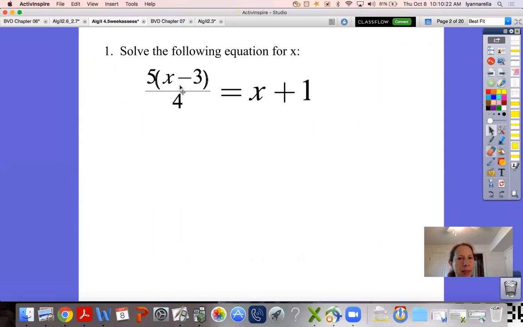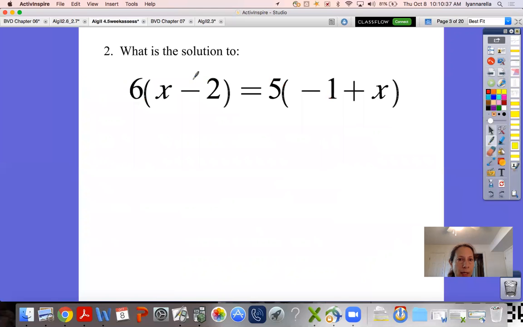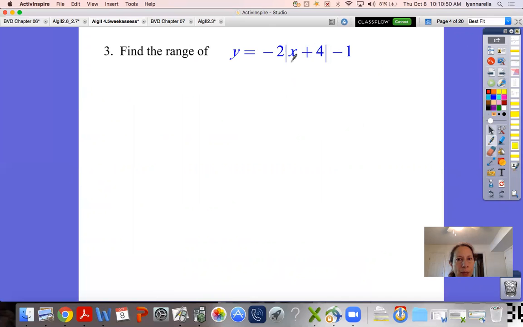Okay, so you're going to get something like this. You can actually solve this by doing what you know how to do. You know, to get x alone, you'd have to multiply both sides by 4. I said 4 over 1. And then do all your distributing and everything. Solve for x. Plug it in and check it to see if it's right. Here's another one where you're going to distribute. And then you're going to solve for x. Here's one where you're going to find the range by graphing first. Graph first, and then choose the y values.